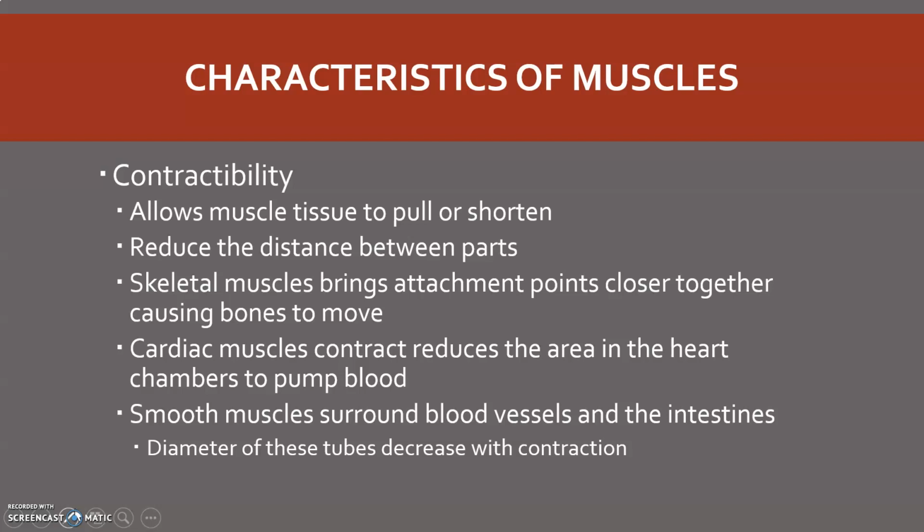Cardiac muscles contract to reduce the area in the heart chambers. This causes the heart to be able to pump blood. Smooth muscles surround blood vessels and the walls of internal organs such as the intestines. The diameter of these tubes becomes smaller when smooth muscles contract.